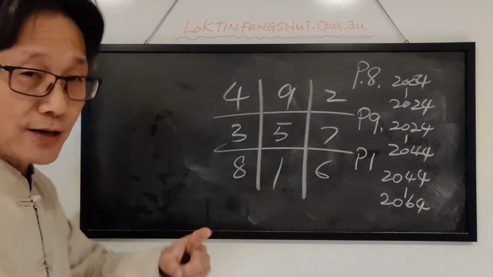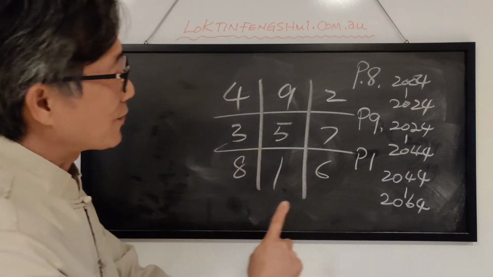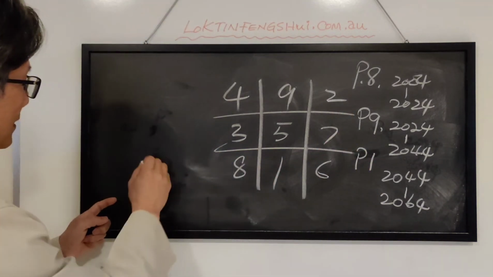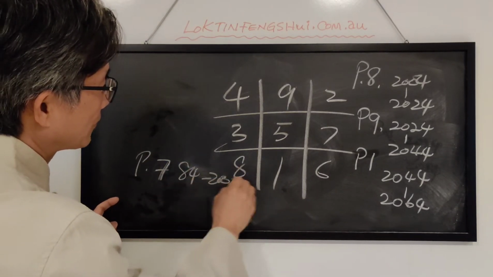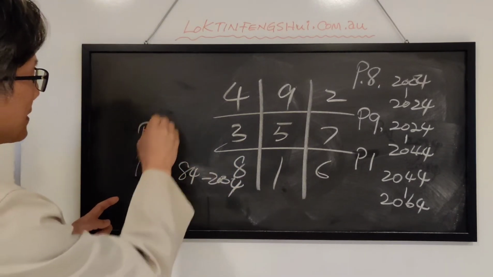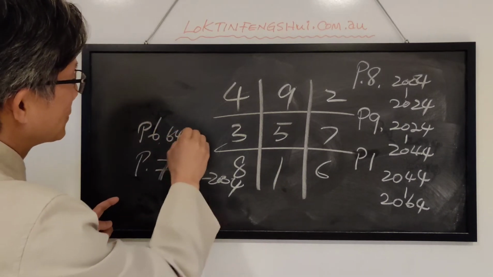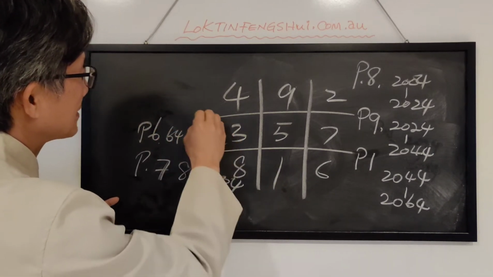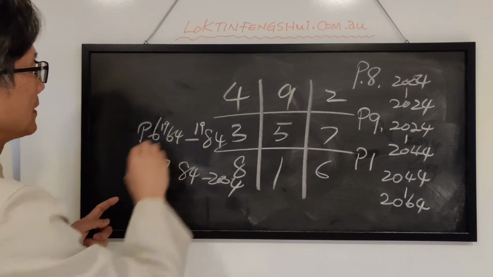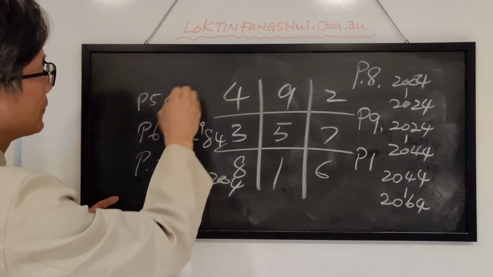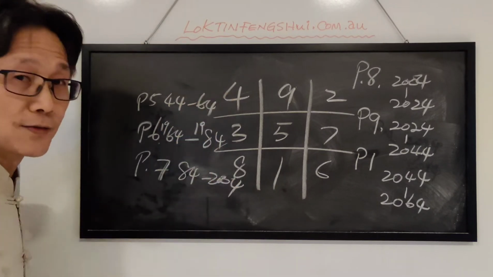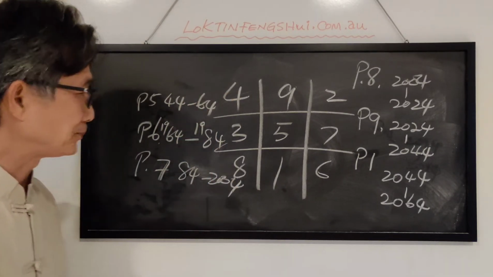Period 7, so you can work it back. Period 7 will be from 1984 to 2004. Period 6, so 1964 to 1984. Period 5, 1944 to 1964. So that's 20 years of booming.